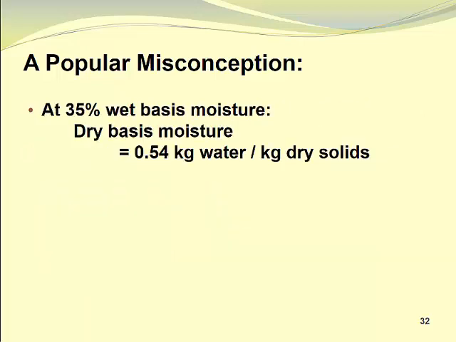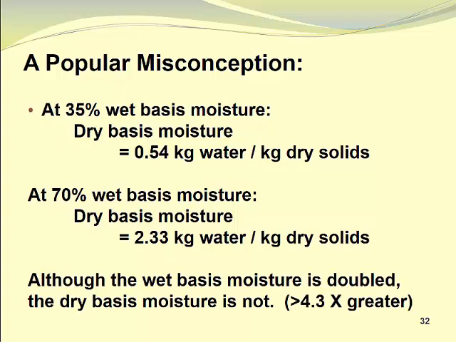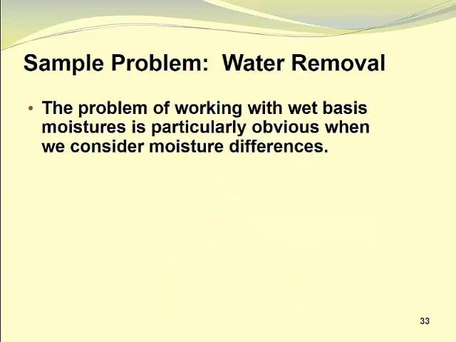So comparing these two values, at 35% wet basis moisture, we have a dry basis moisture of 0.54 kilograms of water per kilogram of dry solids. And when we go to 70% wet basis moisture, the dry basis moisture is 2.33 kilograms of water per kilogram of dry solids. So although the wet basis moisture is doubled, the dry basis moisture certainly is not. In fact, it's greater than 4.3 times the dry basis moisture content at 35% wet basis moisture.